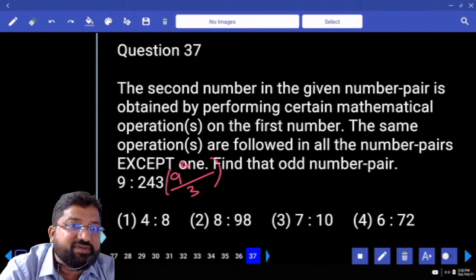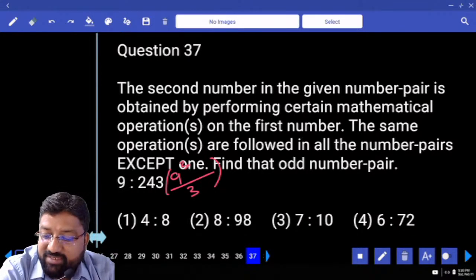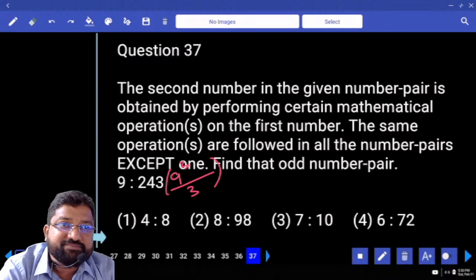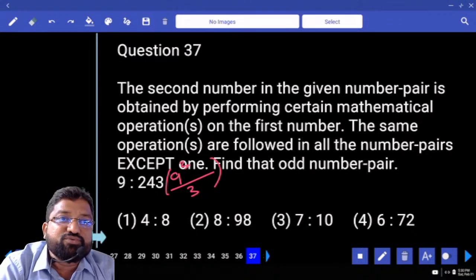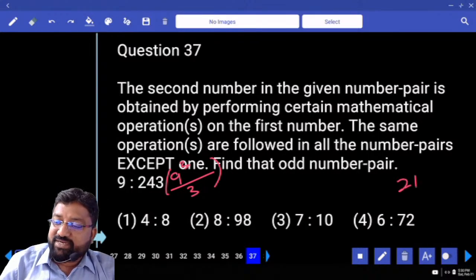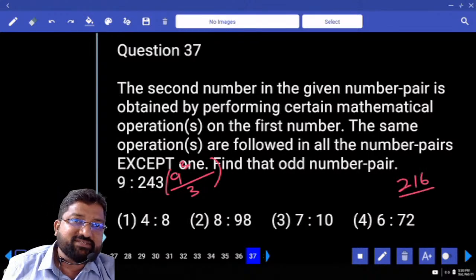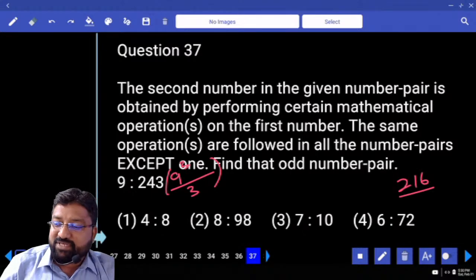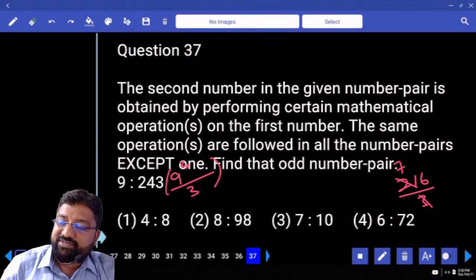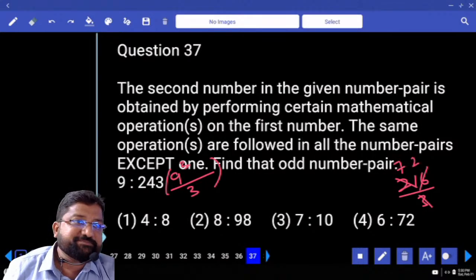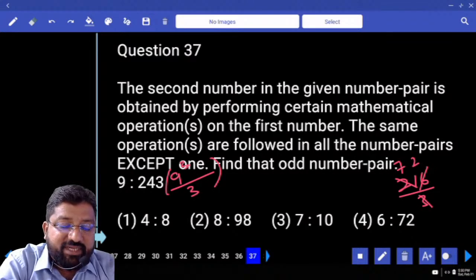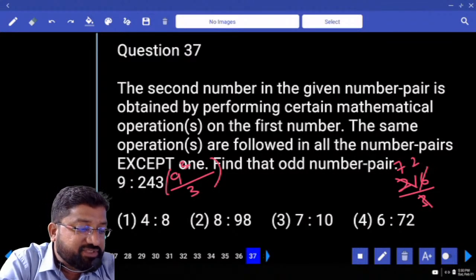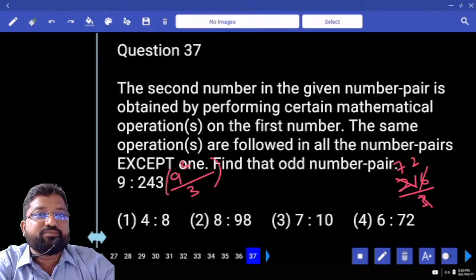But 512 is not divisible by 3. 7 cube is 343. Is 343 divisible by 3? No. 6 cube is 216. The sum of the digits is 9, so it is absolutely divisible by 3. 7 3s are 21, 3 2s are 6. Right or wrong? Tell me, n cube by 3. What's the logic? N cube by 3.